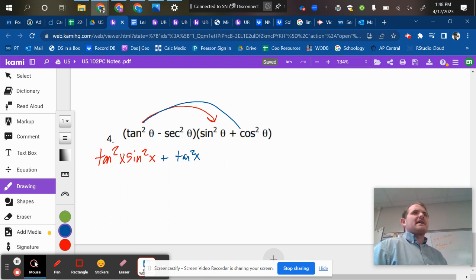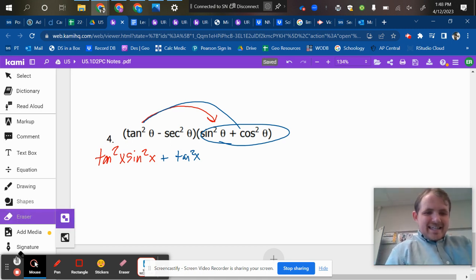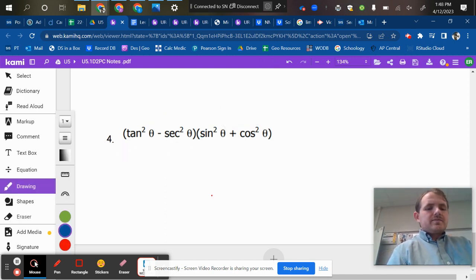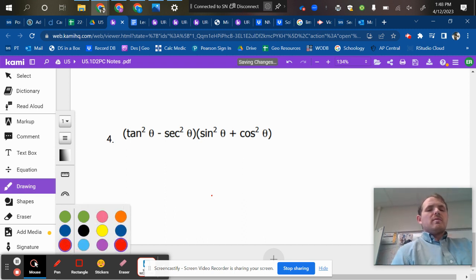What's sine squared plus cosine squared? 1. So can I change all that to just a 1? Yes. Can you shame me? 1, 2, 3. Shame. Idiot. Don't be doing too much work if you don't have to. So now there's no more multiplication happening.